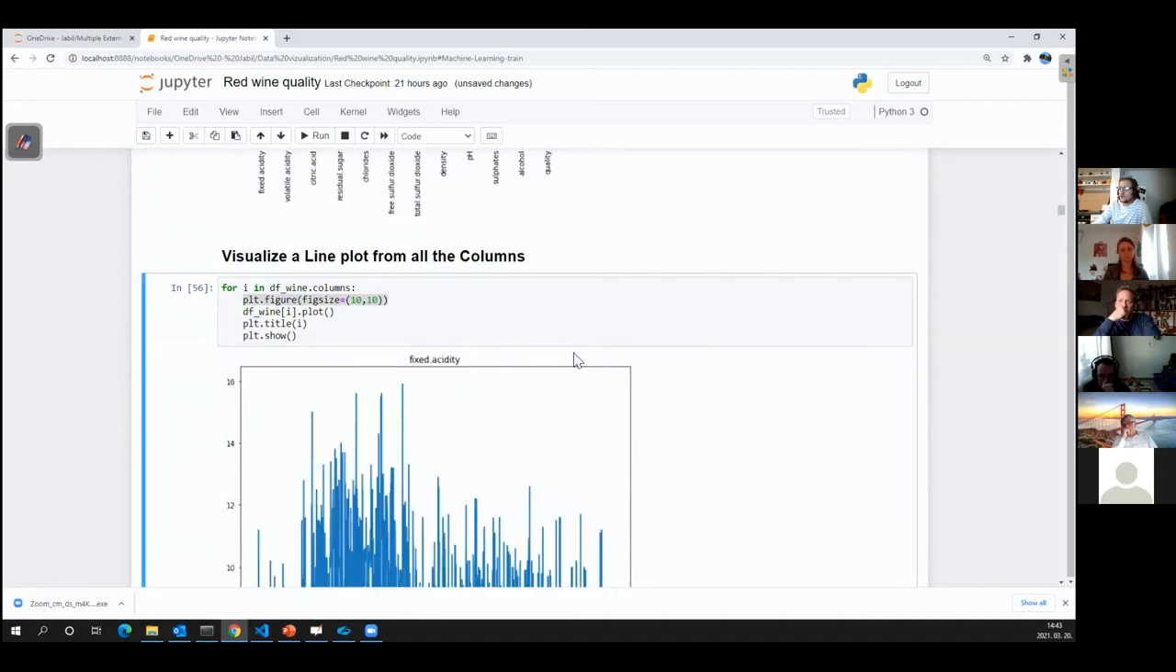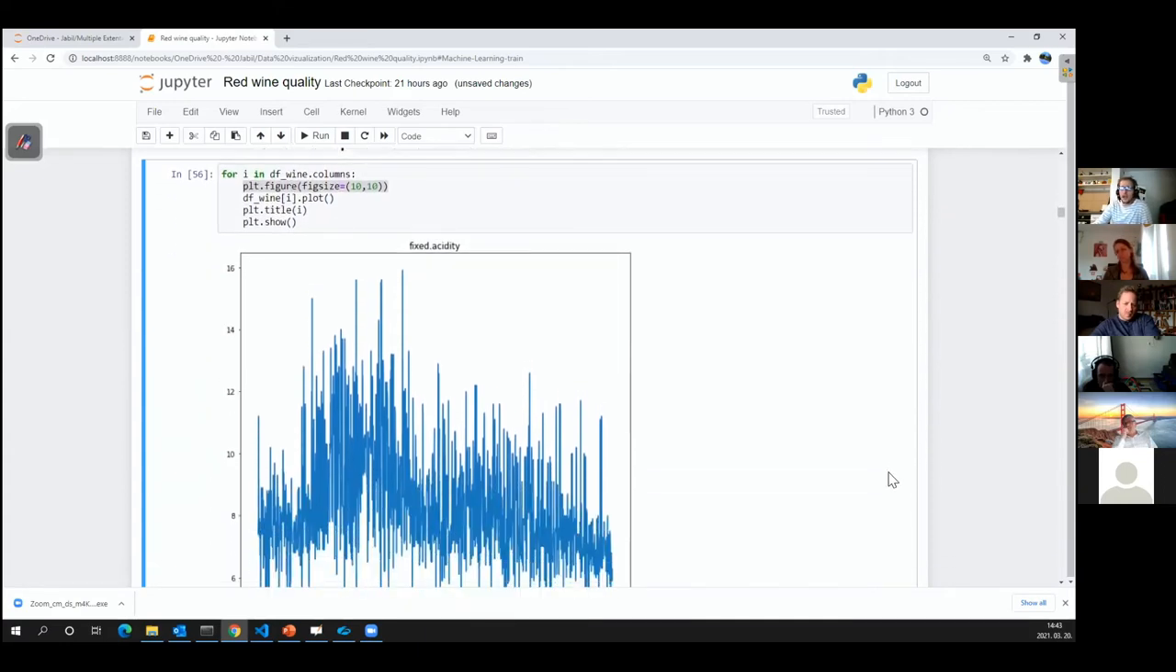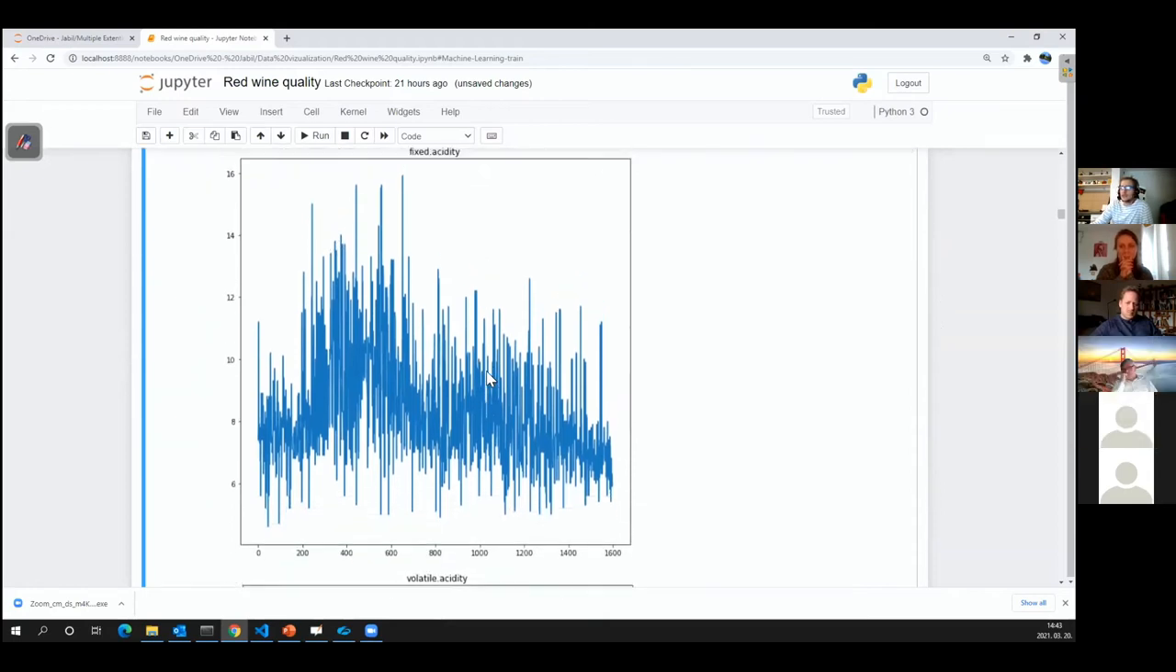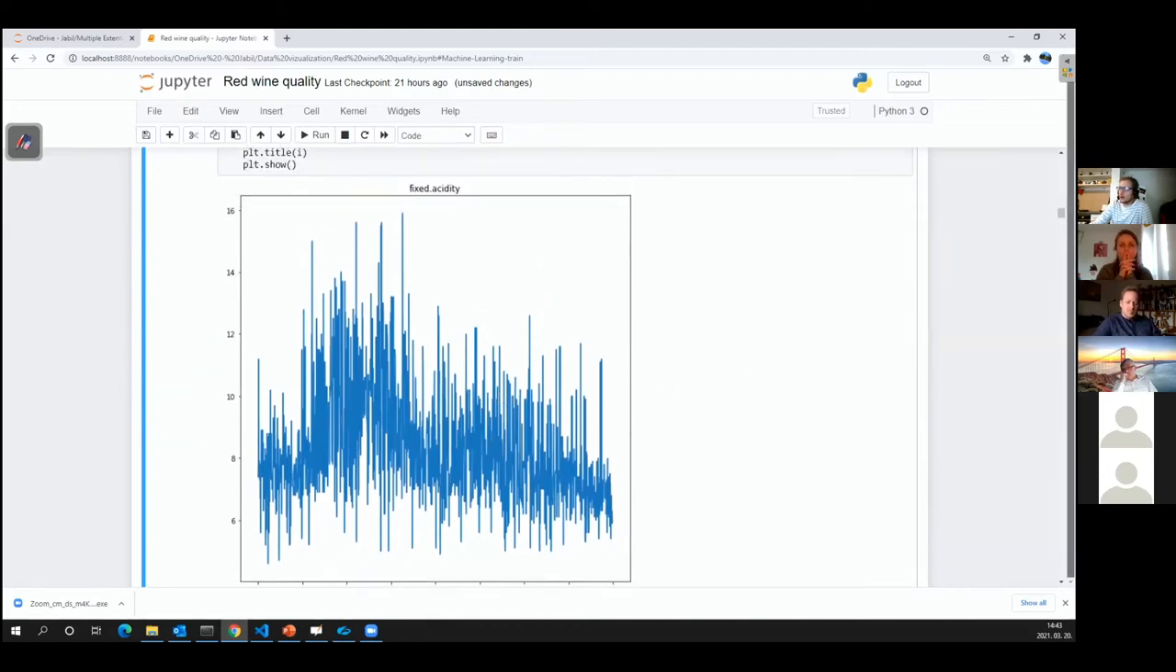After that, the next plot: let me show the line plot. How does it look in our case? I visualized a line plot from every column we have. Basically the reason it is useful is because we can check for outliers in our columns. So for example, we can see that fixed acidity has mostly values in the range of 5 to 13. And there are some values which we call outliers, where it happens just once in a bunch of situations.